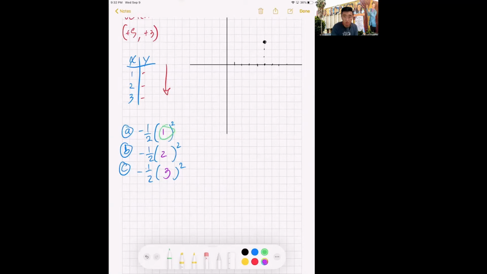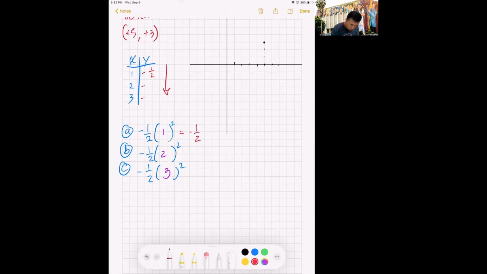1 times 1, 1 times negative half. If you know your 1 table, it's negative 1 over 2. So it's 1 over 2. And I'll tell you exactly what to do with that. You won't get too confused there. Let me make this a little smaller because we're going to need it. Yeah, there you go. Okay.